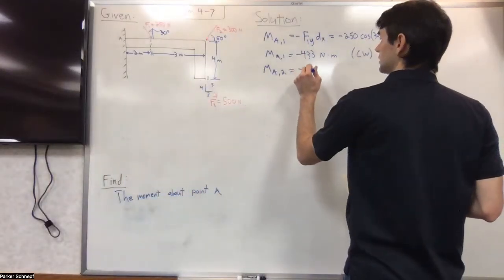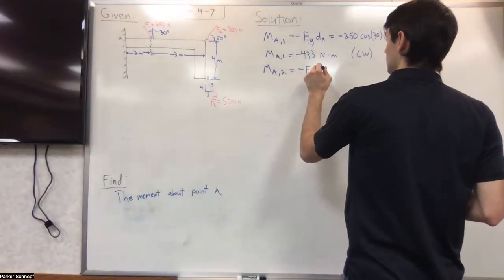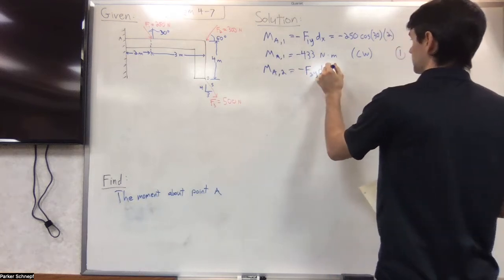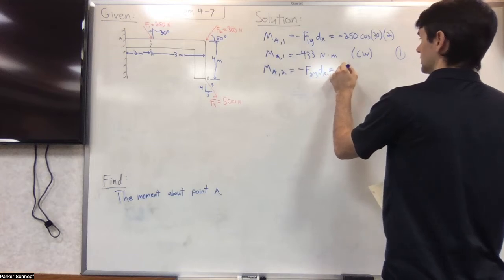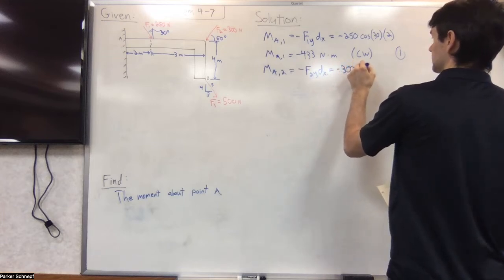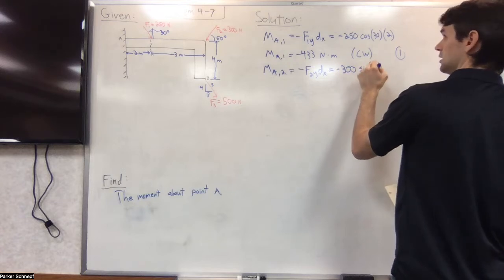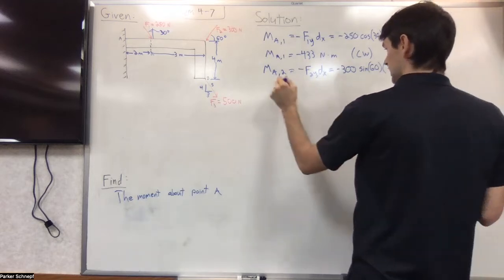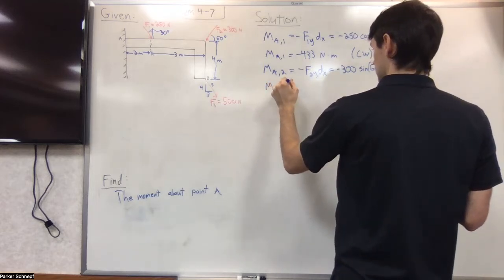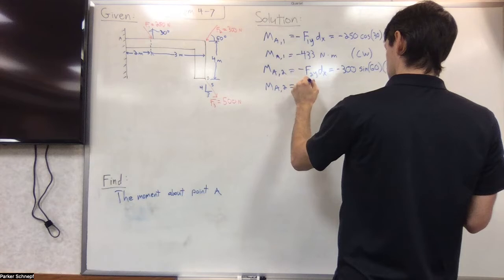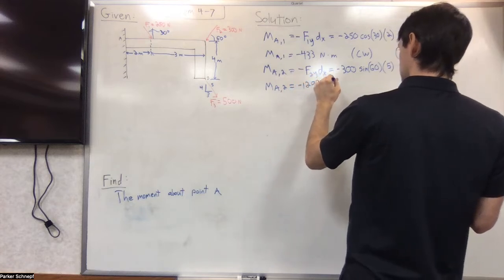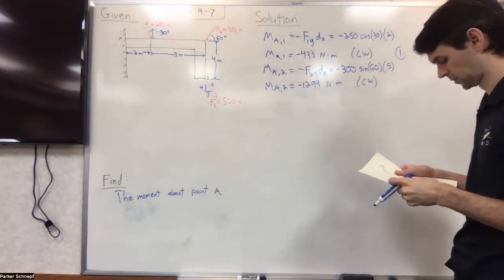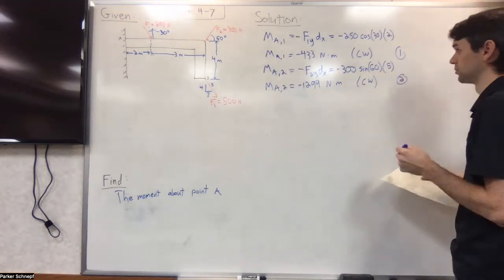So we get negative F2y times the horizontal travel distance. And that's going to be minus 300 times sine 60, and the distance is 5. And that ends up getting me negative 1,299 Newton meters. So again, that's clockwise. We'll label that as round 2. I'll come back to that.